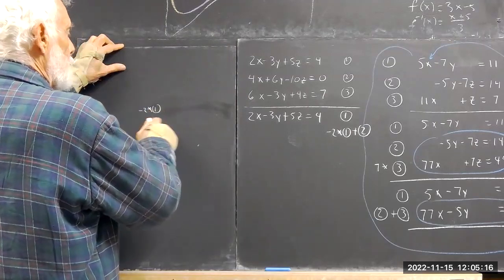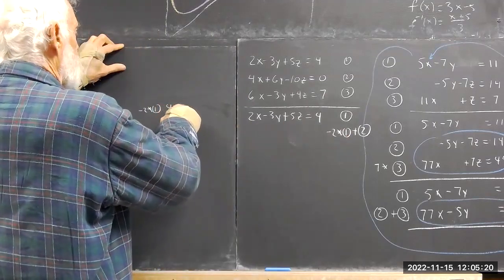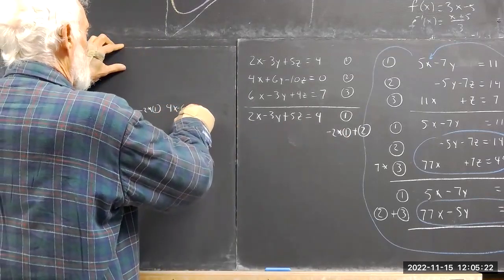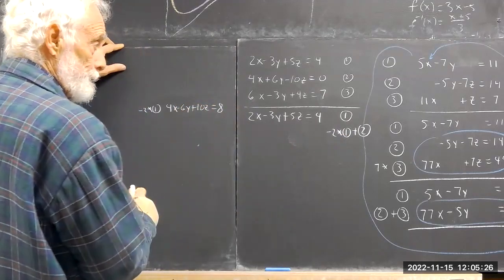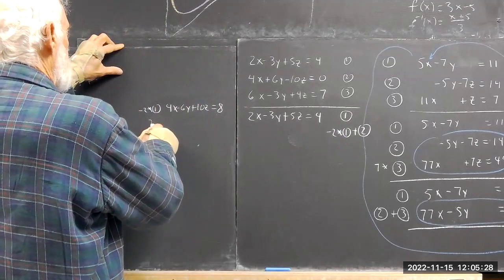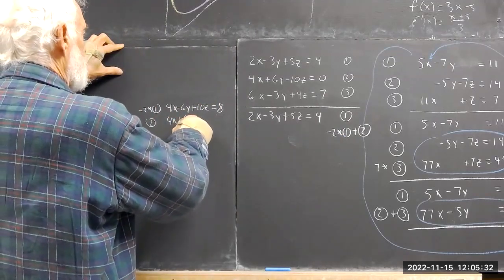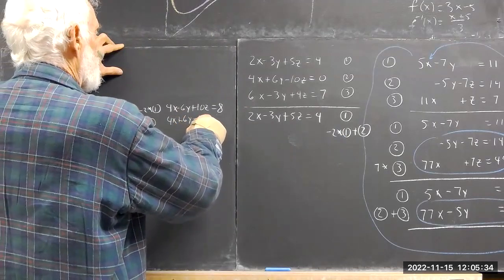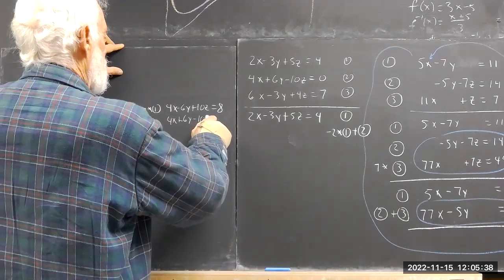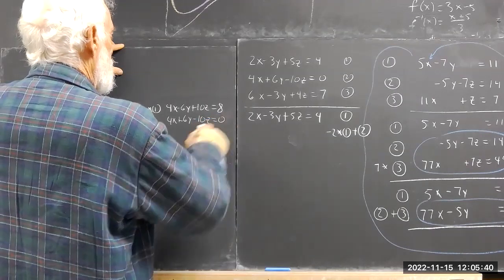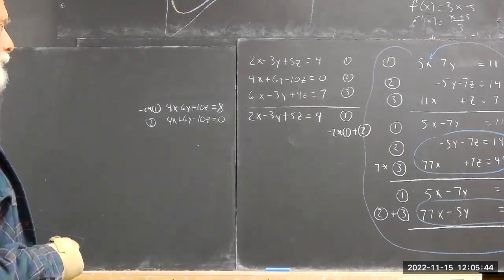-2 times the first equation. That's the first part of my calculation. Gives me 4x minus 6y plus 10z equals 8. Then my second equation is 4x plus 6y minus 10z equals 0.